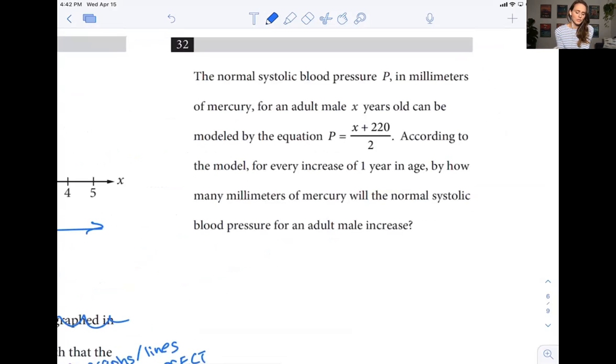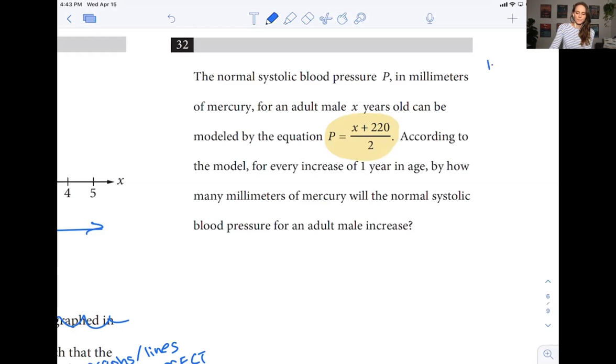So for number 32, a lot of words going on here. I would zoom in on the equation first and think about what kind of equation this is. Is this a circle? Is it a quadratic, or is it just a line? Who knows what kind of equation this is? A big step for all of these questions is just knowing what concept they are testing you on. If they give you an equation, it's helpful to think about what kind of equation that is. So P equals x plus 220 over 2. What kind of equation is that?